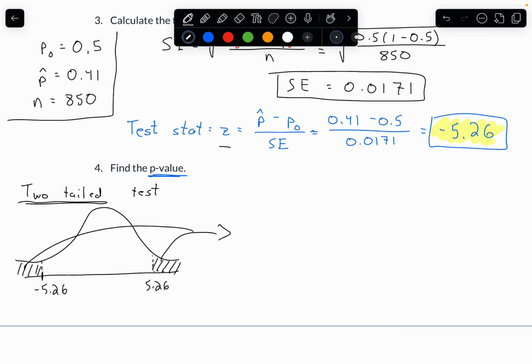So if I was doing just a left tail test, then I wouldn't have to worry about this area over here on the right. If it's just a left tail test, I only find area to the left. If it's a right tail test, I only find area to the right. The two-tail test is the only time I have to consider two separate areas. And again, I can use what I know about normal distribution and symmetry to help me out here. We know that our z-score is negative 5.26. So this is a z-score. We have our z-tables. Let's go ahead and consult those.